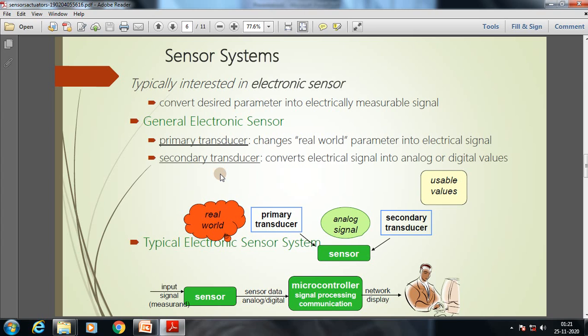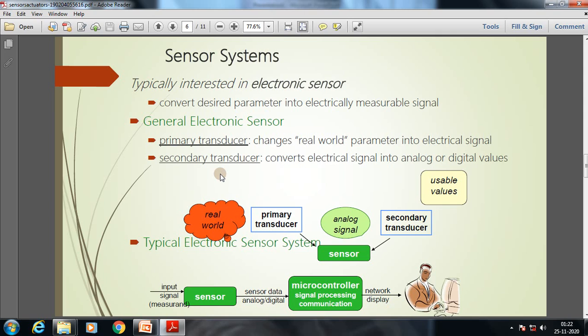Sensor systems. Typically we are interested in electronic sensors that convert the desired parameter into an electrically measurable signal. A general electrical sensor has a primary transducer, which changes the real world parameter into an electrical signal, and a secondary transducer, which converts the electrical signal into analog or digital values. Typical electronic sensor system: real world, primary transducer, analog signal, secondary transducer, usable values.